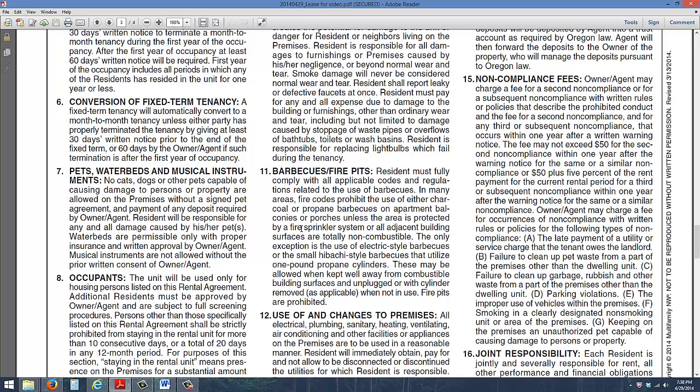Section 11 deals with barbecues and fire pits. You're going to have to follow the fire code first off if you're going to be having a barbecue. Now keep in mind that many apartments may prohibit propane or charcoal barbecues, so you'll want to get special permission before using them, and you'll definitely want to look at the fire code. Exceptions to this would be electric style or hibachi style grills, that may be electric or have 1-pound propane cylinders, and fire pits are prohibited at all times unless you get permission from us.